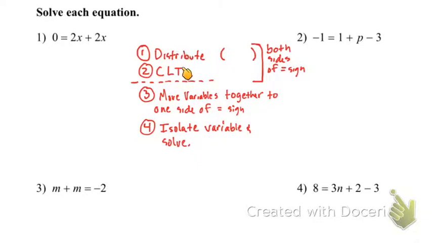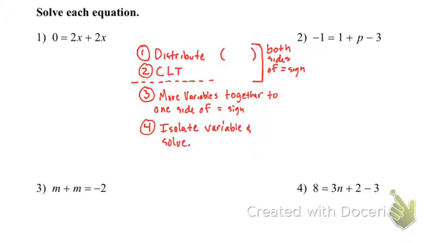So 1 and 2, these are not always going to happen, but you've got to check for them for both sides of the equal sign. Step 3 is when you have variables on both sides of the equal sign, and step 4 is you always do. Okay, we're going to isolate. So let's get it going.